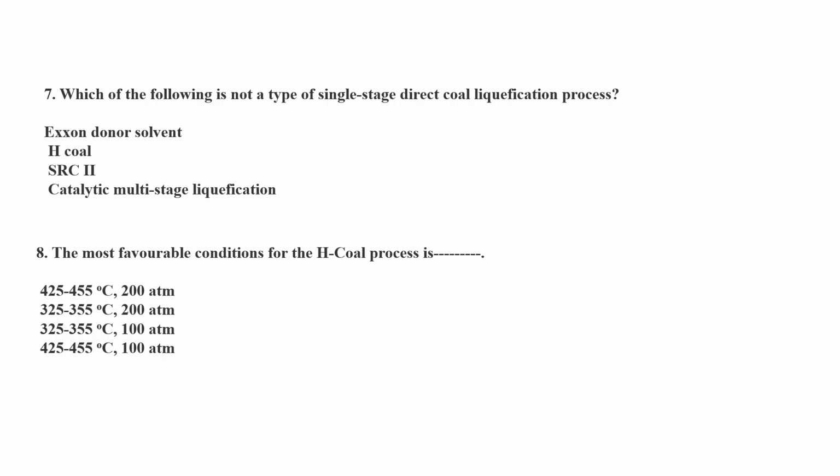Seventh question, which of the following is not a type of single stage direct coal liquefaction process? This I told just now. Anyone? You guys can answer. The answer is catalytic multi-stage liquefaction. The most favorable condition for the H-coal process is. It is 425 to 455 degrees C and 200 atmospheric pressure.